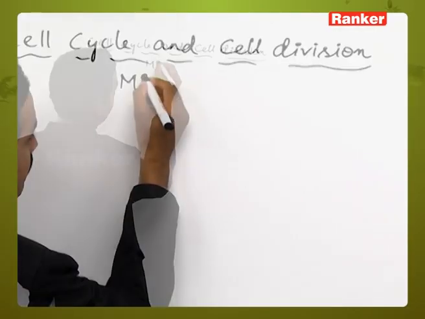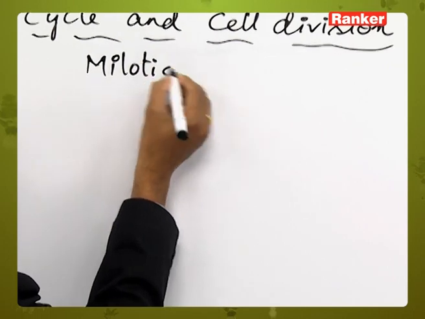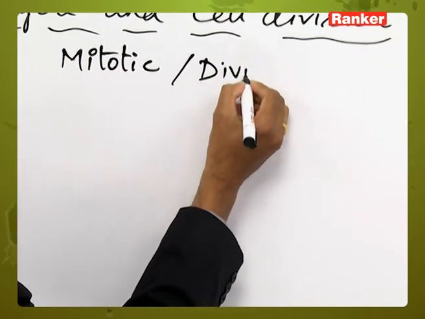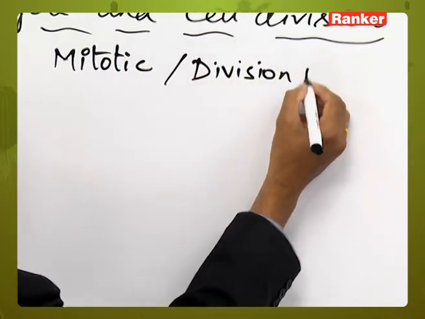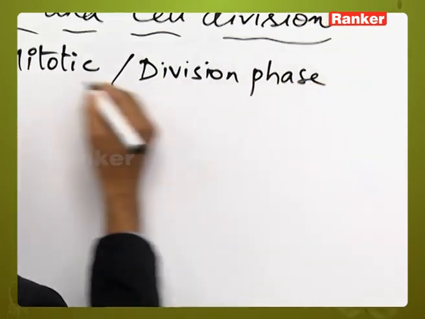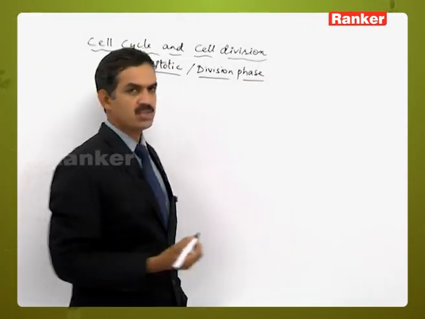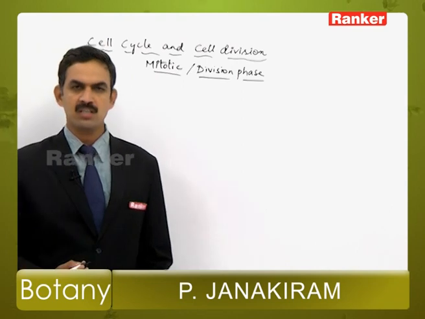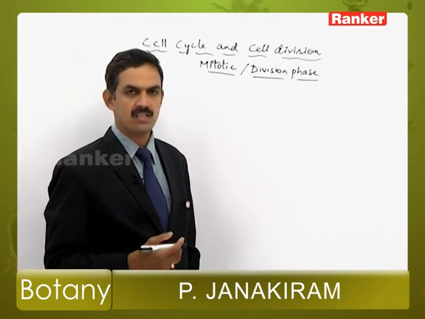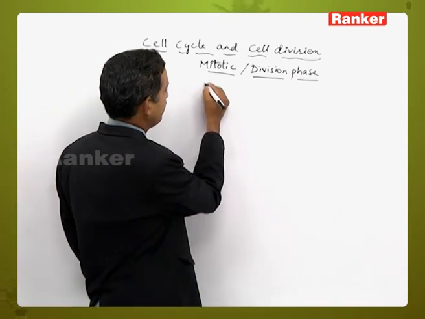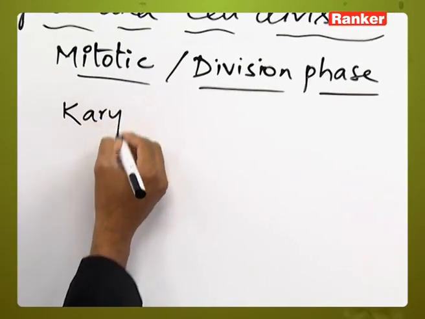Mitotic phase, or otherwise we can call it the division phase. This is a phase where the nucleus will divide to form two daughter nuclei, and also the cell will divide to form two daughter cells. So here it starts with the first stage, karyokinesis.